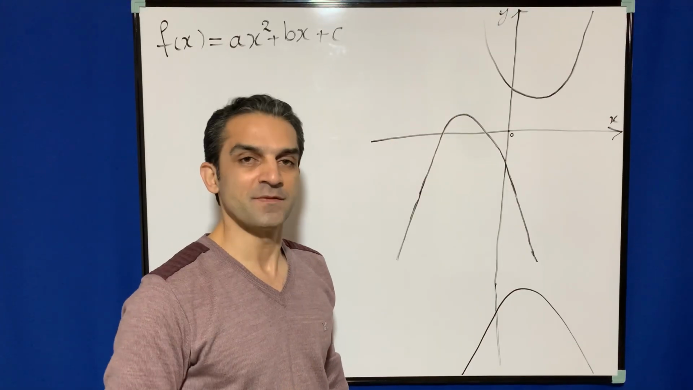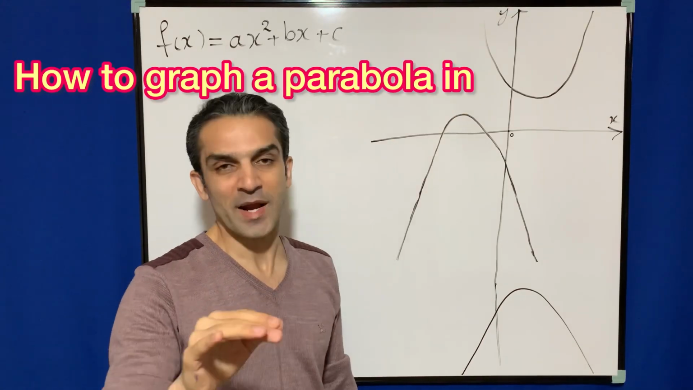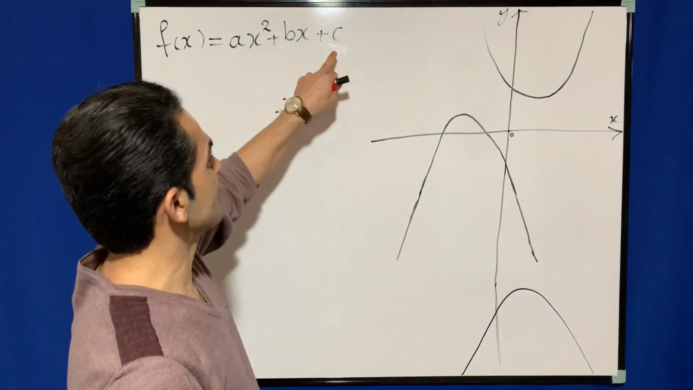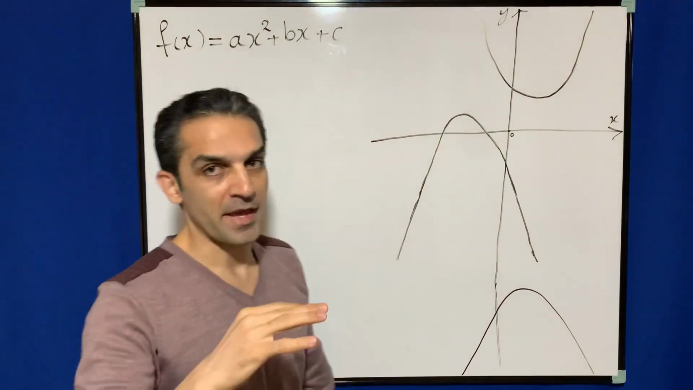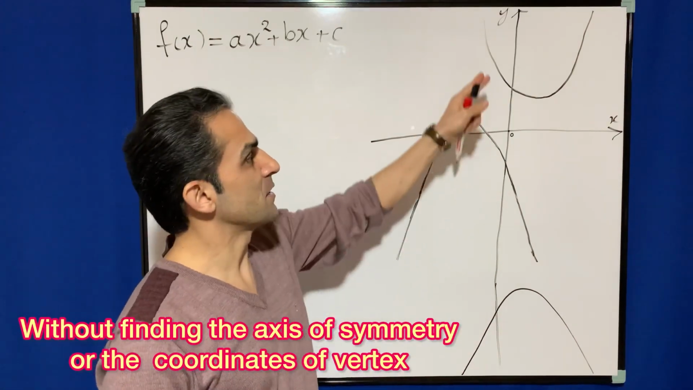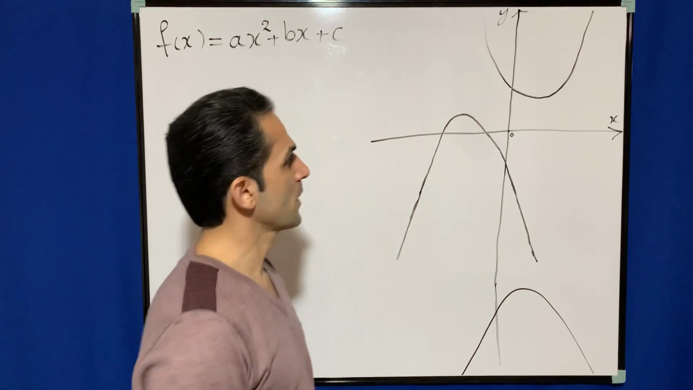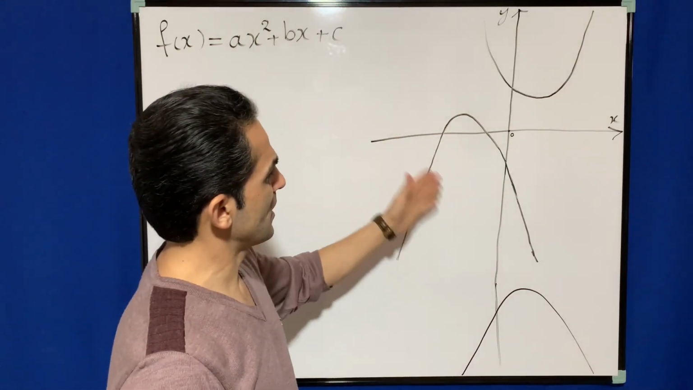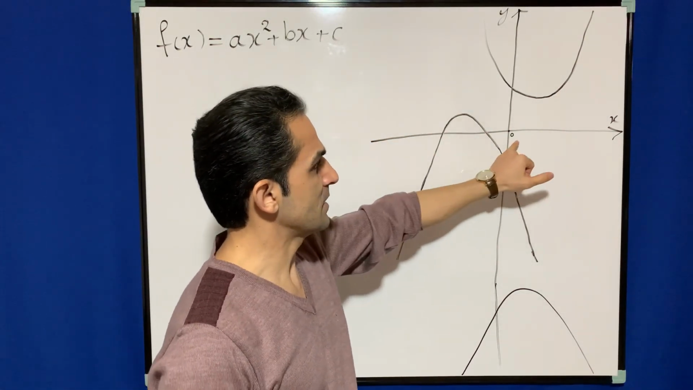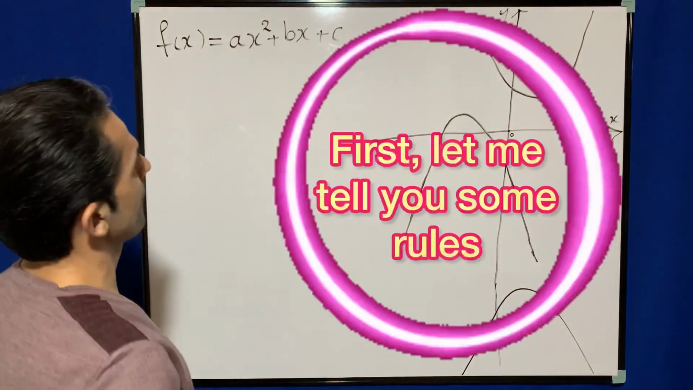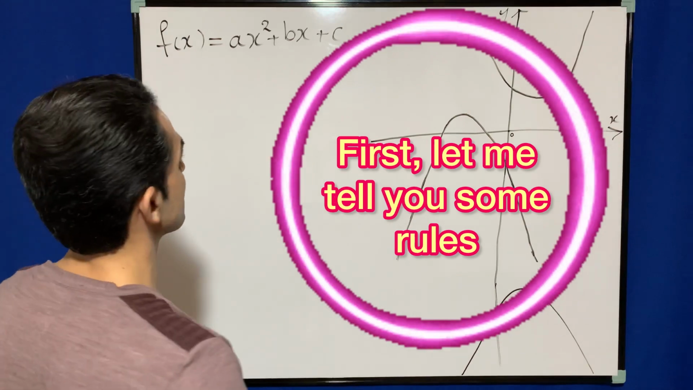Hello everybody, in this video I want to show you how to graph a parabola in 3 seconds, only by analyzing the elements of the function and without finding the axis of symmetry or the coordinates of the vertex. As you see, some parabolas on the xy axis, and this is the origin, 0. Okay, first let me tell you some rules.